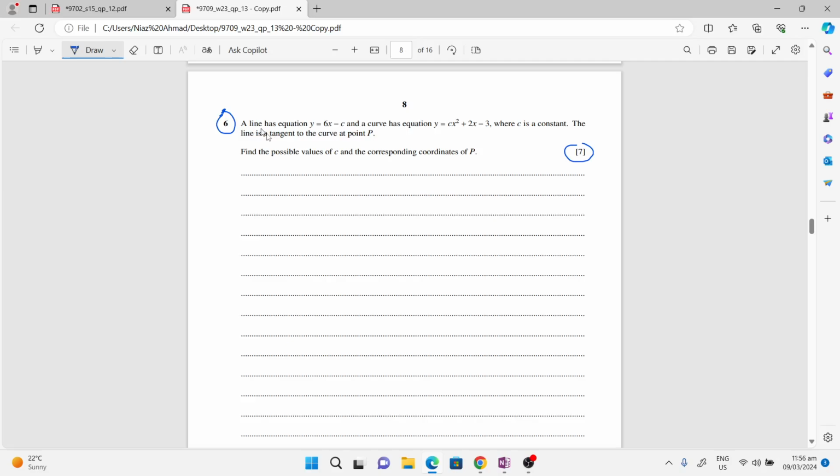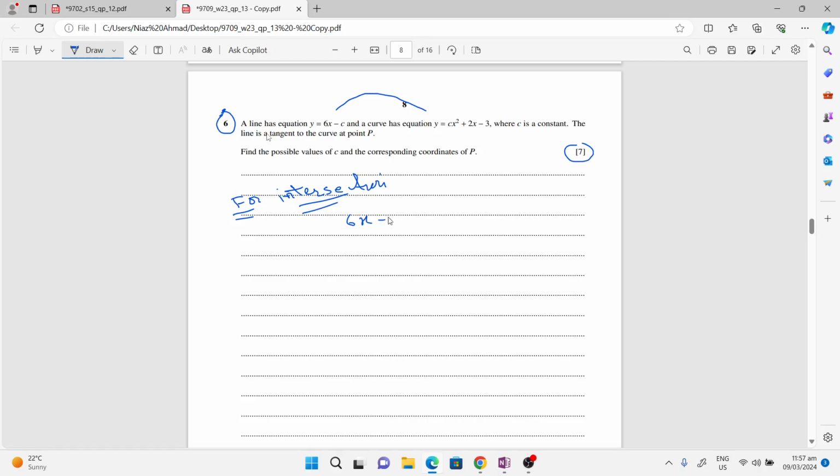Look, next question. A line has equation y equals 6x minus c, and a curve has this equation, where c is a constant. The line is a tangent to the curve. For such questions, you can write the headline intersection. For intersection, you need to equate these two equations. Remember this: for intersection you need to equate these two equations.